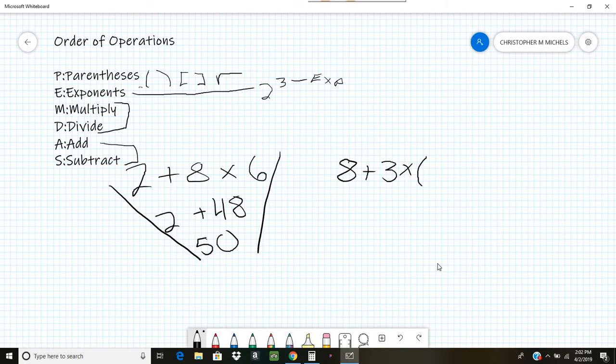parentheses 9 minus 4. Okay, so let's see. Obviously we're going to do the parentheses first. Now remember, a lot of people would be tempted to do the 8 plus 3 at the same time, but because of this times sign right here, you can't do it. So let's do the 9 minus 4.